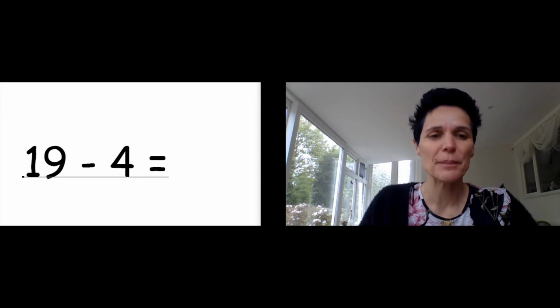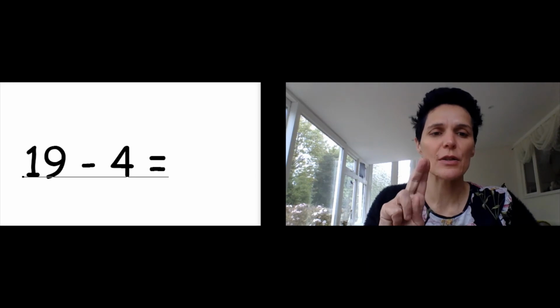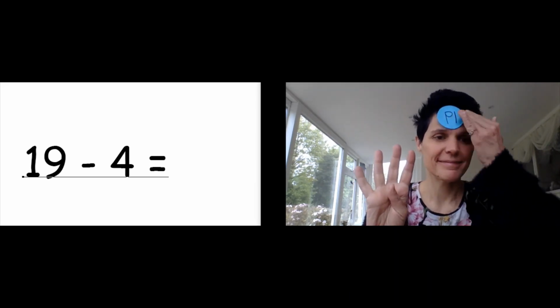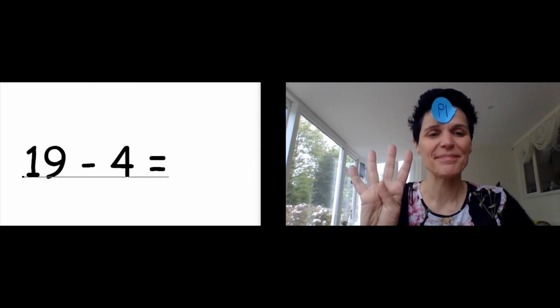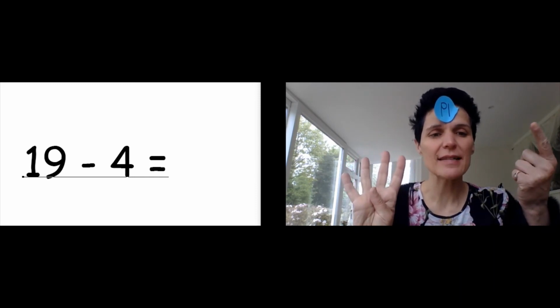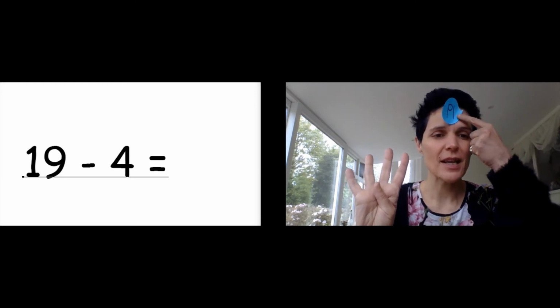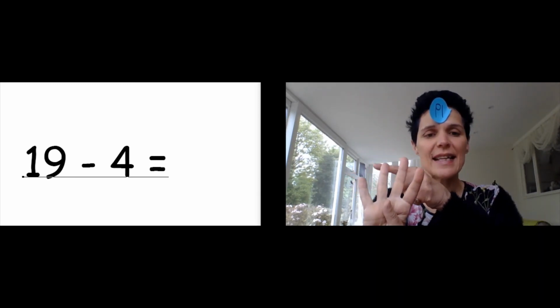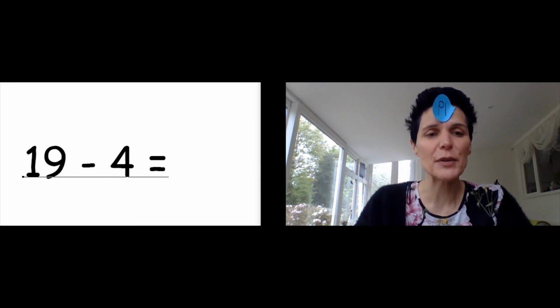Yes, it's 4. So 1, 2, 3, 4. Then you take the big number and you put it in your head. 19. Then you touch your head, say the big number and count backwards on your fingers. 19, 18, 17, 16, 15. So 19 subtract 4 is equal to 15.